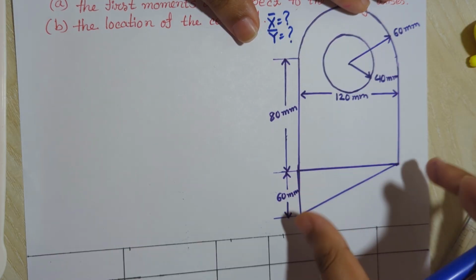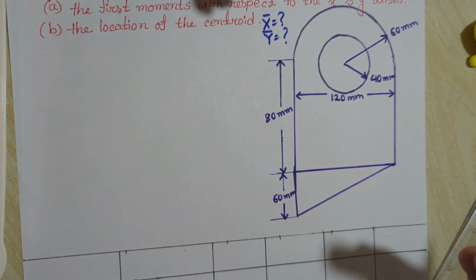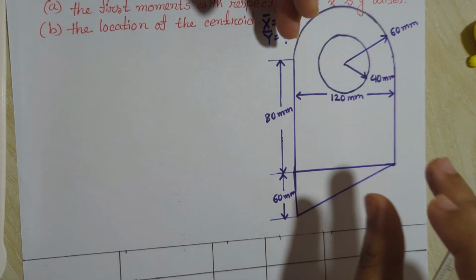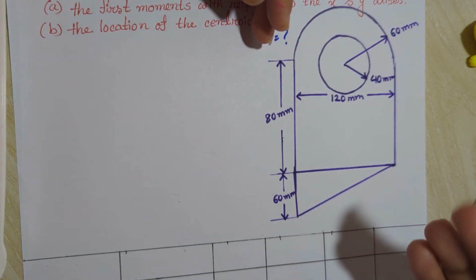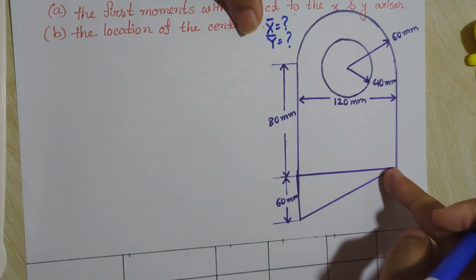Look at this figure. This is a complex figure, right? In our previous video we have learned the formula of finding the centroid for some regular shapes, but they are not complex. But in this question the given figure is a complex figure.